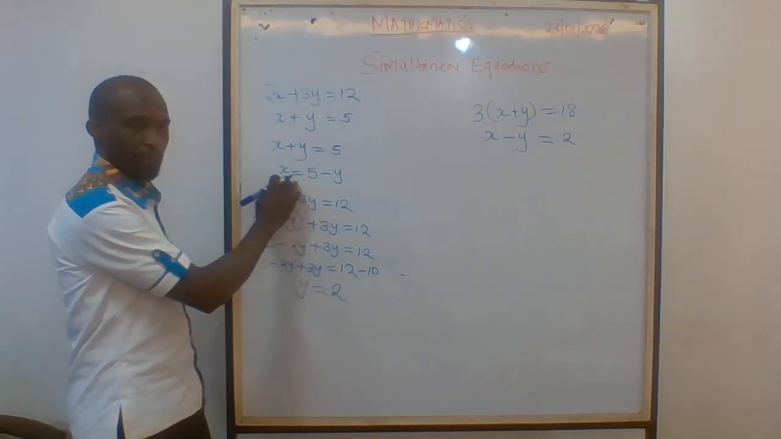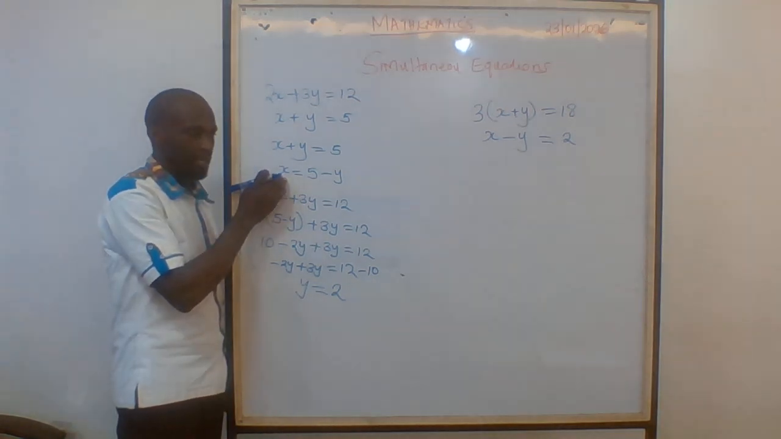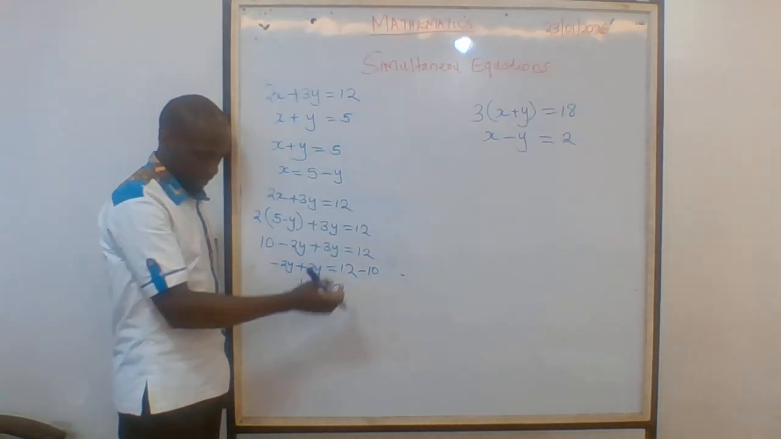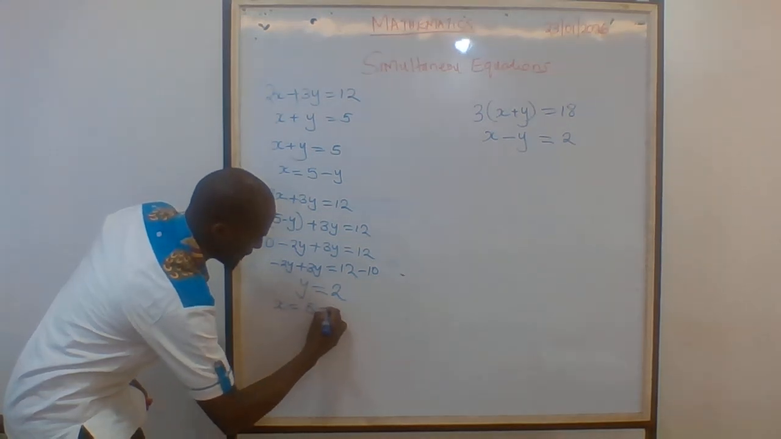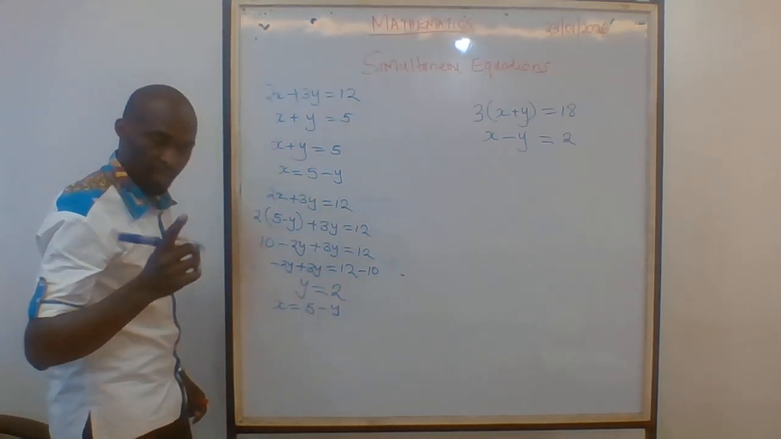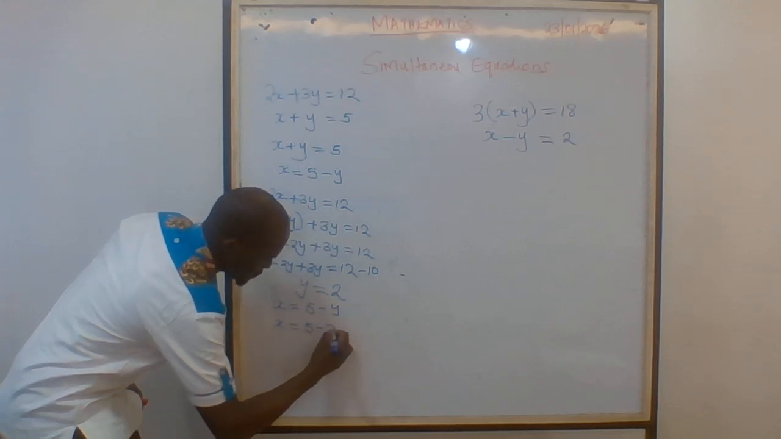Now, let's come back to where we substituted our x. We say that our x, in terms of y, is 5 minus y. And our y is 2. So x is equals to 5 minus y, and our y is 2. So x is equals to 5 minus 2.